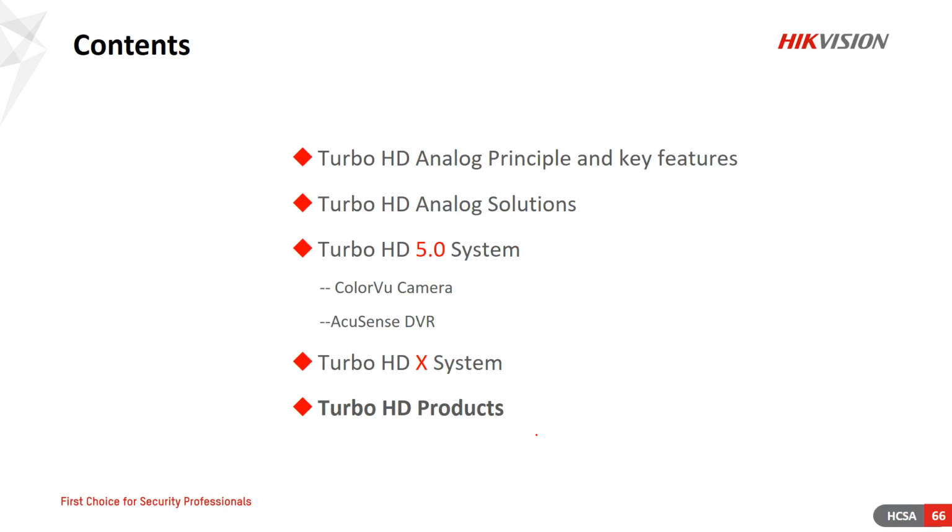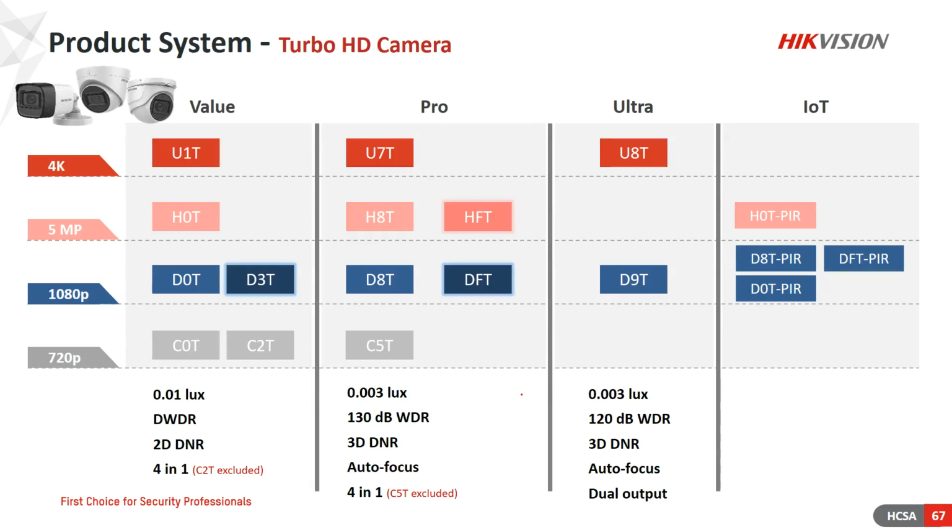Okay, so much for the previous parts, and the last we're going to talk about the Turbo HD products. So these are the products. We divide them into different levels, like value, pro, ultra, like low level, middle level, and high level. And this is IoT for the PIR models.